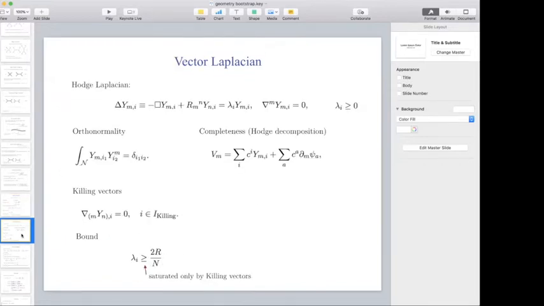Okay, let's look at the vector Laplacian now. So this is the ordinary Hodge Laplacian on one forms. The vectors here are all going to be transverse, and the eigenfunctions are denoted by y. So m is the vector index, and I is labeling the different eigenfunctions. They're orthonormal in the inner product, and there's some completeness relation that they satisfy, which follows from Hodge decomposition. The completeness relation says that any vector can be written as a sum over these transverse eigenfunctions plus longitudinal vectors, which are just derivatives of the scalar eigenfunctions.